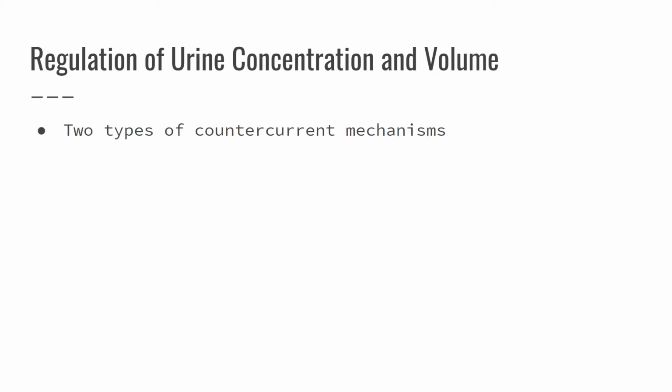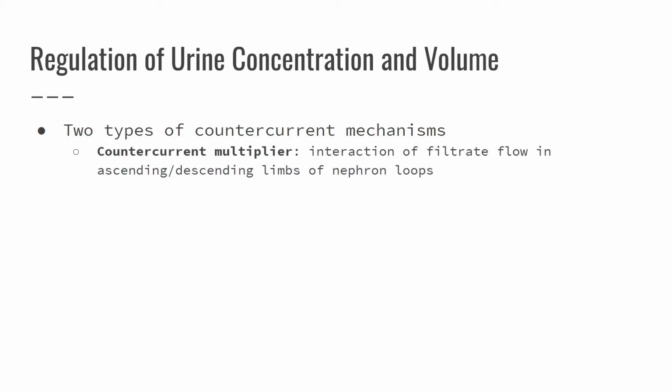So let's talk more about the types of countercurrent mechanisms. One is called a countercurrent multiplier, and this is the nephron loop. The filtrate flows through the nephron loop, and remember how one side is permeable to water and one side is permeable to salt? So we're basically multiplying the power of the salt pumps: countercurrent multiplier.